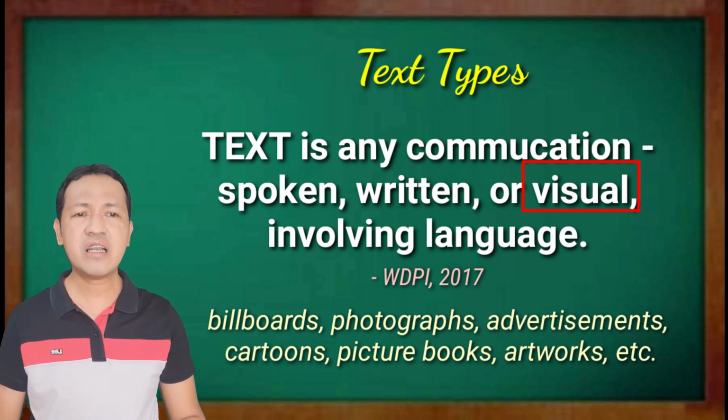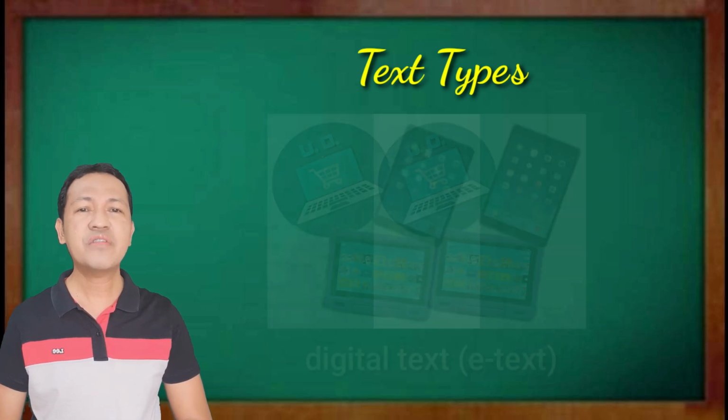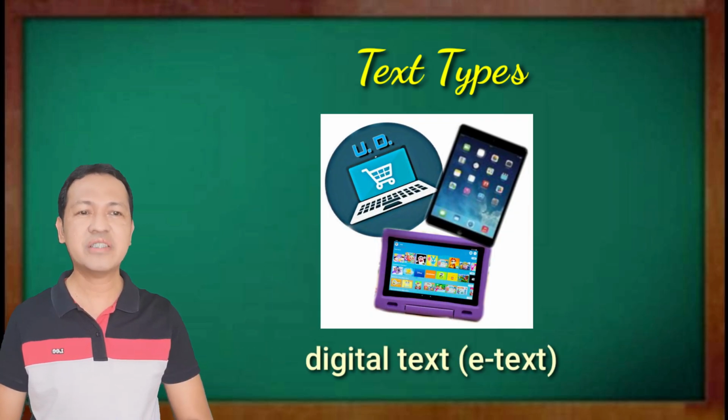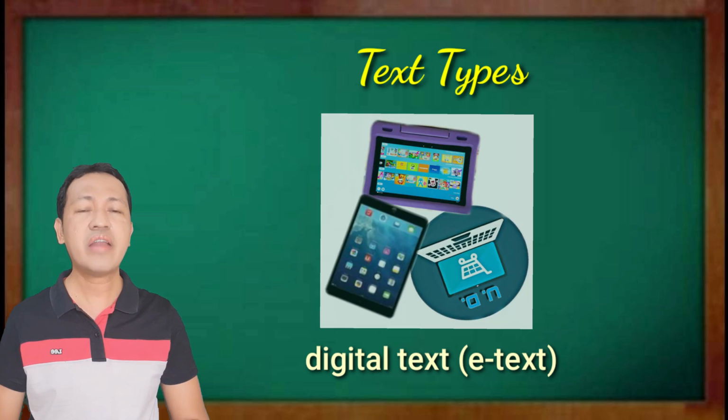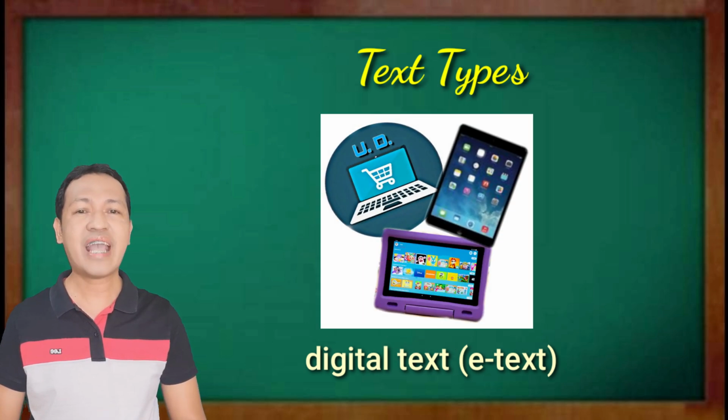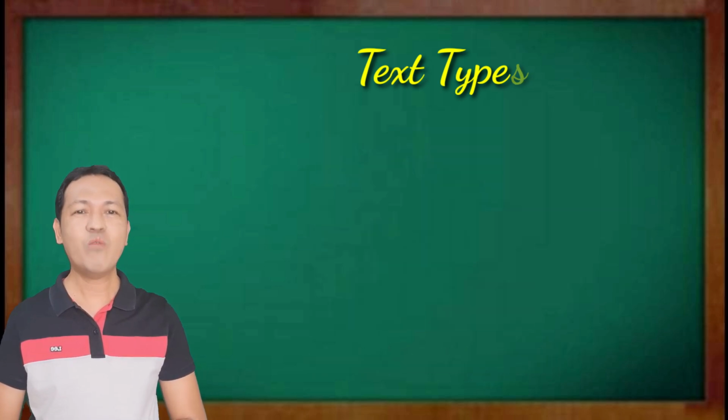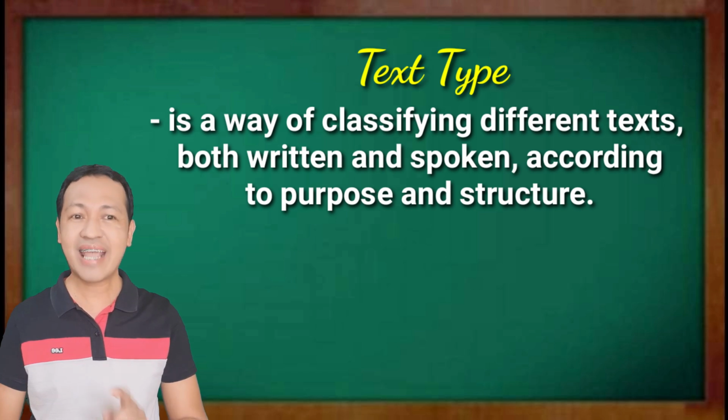Now that you can physically visit the school libraries, digital text or e-text, which is the electronic version of a written text, becomes even more popular as it can be accessed from anywhere on any device. Multiple textbooks can fit within a single phone or tablet, and that's an amazing thing, right? Now, what is text type? Text type is a way of classifying different texts, both written and spoken, according to purpose and structure.